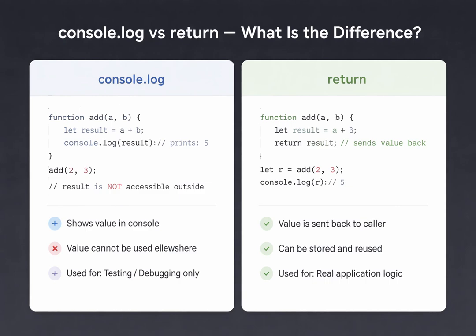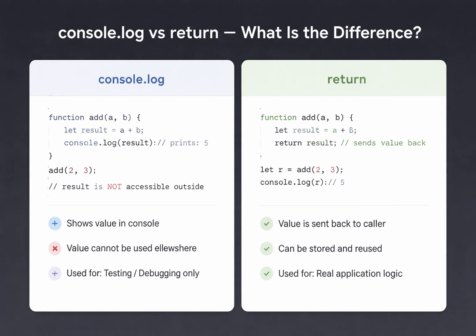Return, on the other hand, sends the value back out of the function to wherever it was called from. Once a function returns a value, you can capture that value in a variable and use it anywhere. Multiply it, pass it to another function, display it on a web page, whatever you need.